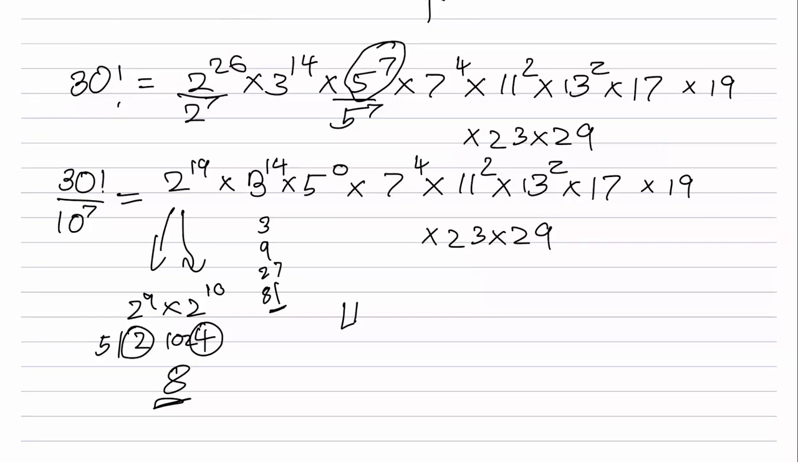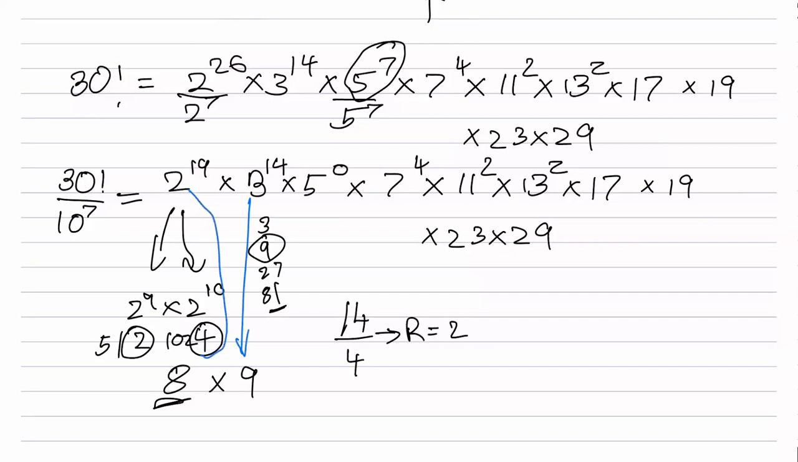So 14 divided by 4, sorry, will give remainder 2. And for power of 2 will be 9. So 8 multiplied by 9 I'll give. Got it? This is giving 2 to the power 19 is giving 8. 5 to the power 0 will give 1 multiplied by 1. And then 7 to the power 4, again, just remember this, 2401. So 7 will also give 1.